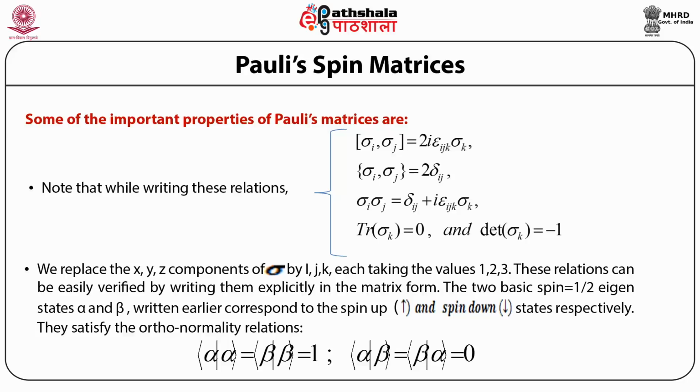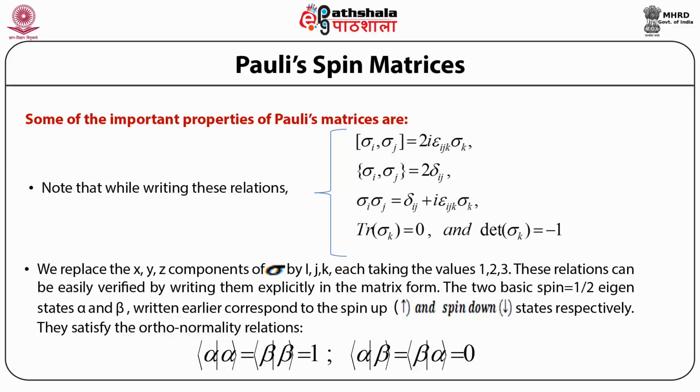So here the first relation or the first important property of the Pauli spin matrices is its commutation relation. So the commutator of sigma i, sigma j turns out to be equal to twice iota times epsilon ijk times sigma k, where epsilon ijk is a tensor of rank 3 and is referred to as the antisymmetric tensor, and sigma k is the Pauli spin matrix denoting the third component.